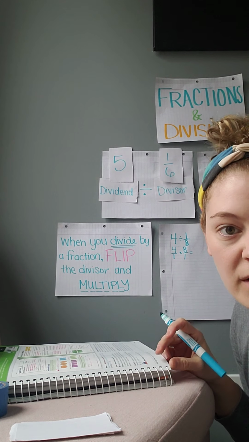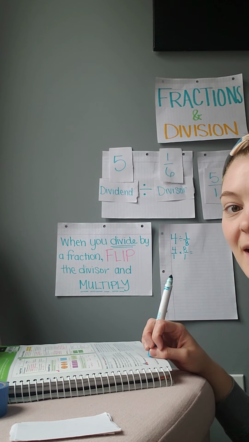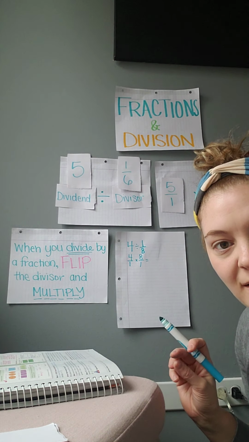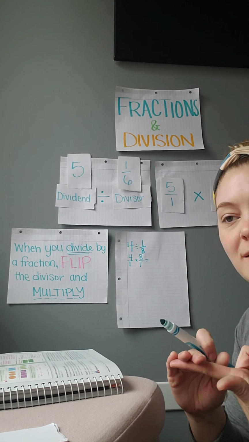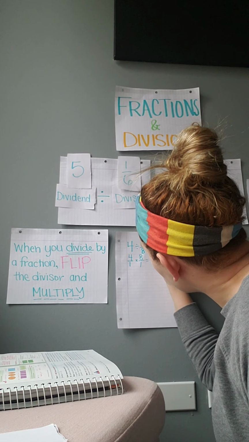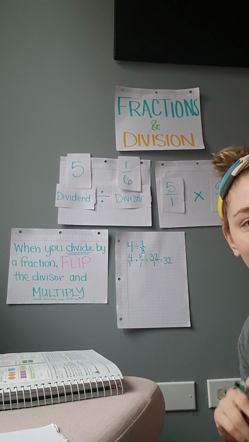Now we're multiplying straight across. Good thing you guys have been working on your math facts. 4 times 8 is, I can turn the camera a little bit more like that. 4 times 8 is 8, 16, 24, 32. Over 1 equals 32. Yay!